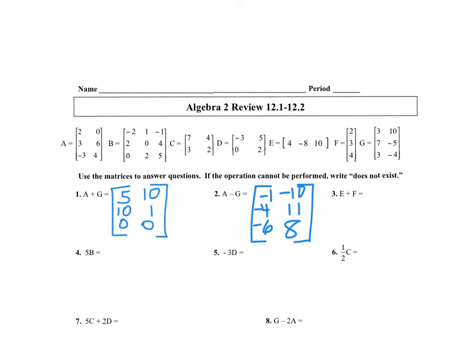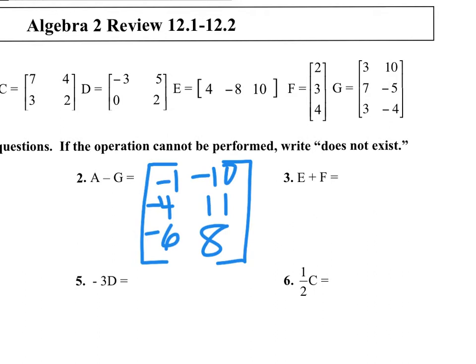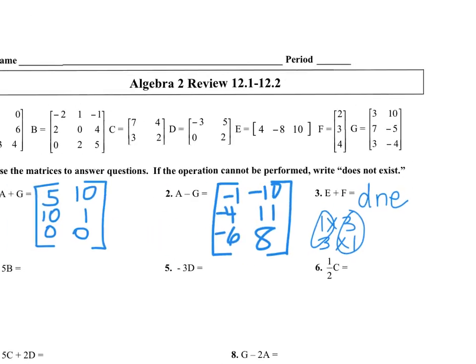Okay, how about E plus F? Good. Does not exist. They look almost the same. Well, what's E? E is a 1 by 3, and F is a 3 by 1. I know those have the same numbers in them, but they're not the same dimension. Same dimension means their rows equal each other and their columns equal each other, and these do not. Okay? So, does not exist, DNE for short.